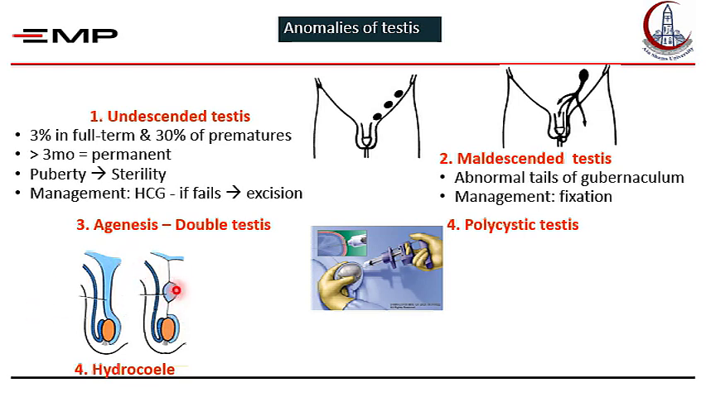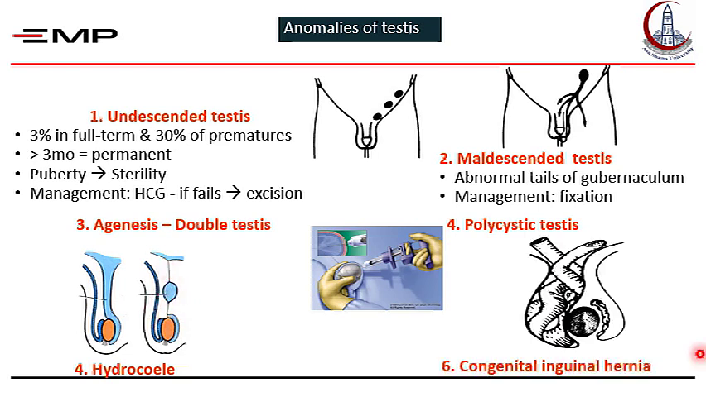I'm sorry, it will make a cyst in the spermatic cord. The other condition is that the processus vaginalis remains patent, connected to the abdominal peritoneal cavity, and the intestine may pass through it, causing congenital inguinal hernia.